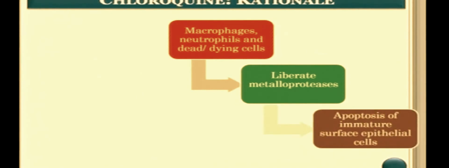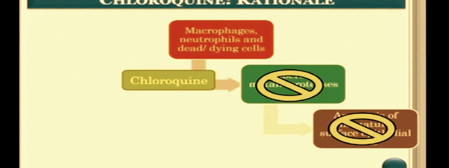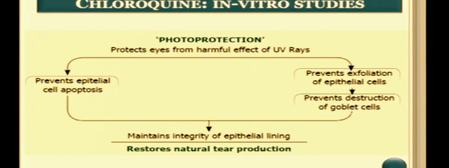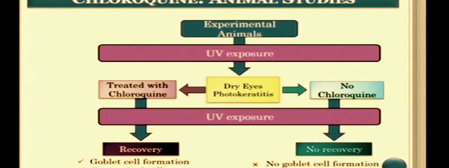Now how do they act? There are macrophages, neutrophils, dead and dying cells, and they liberate metalloproteases. Now what happens? It results in apoptosis of immature surface epithelial cells. Now chloroquine acts here, so this prevents apoptosis. So that is the key of apoptosis. So that's how it brings about photoprotection. And it has been found to be effective in experimental animals.